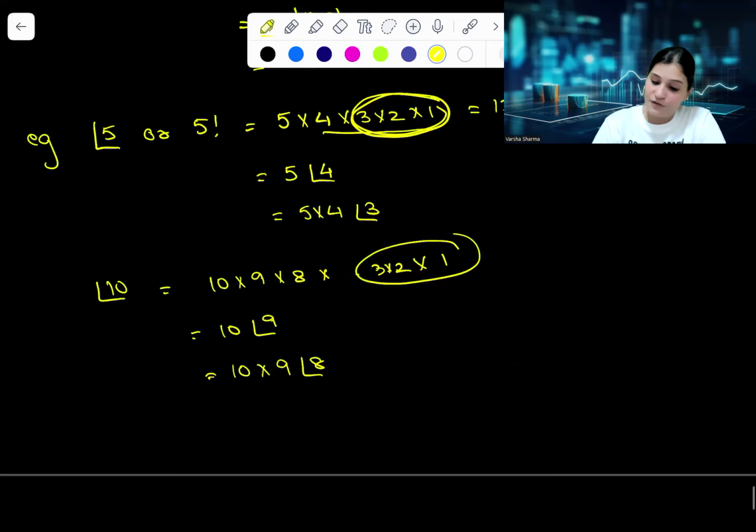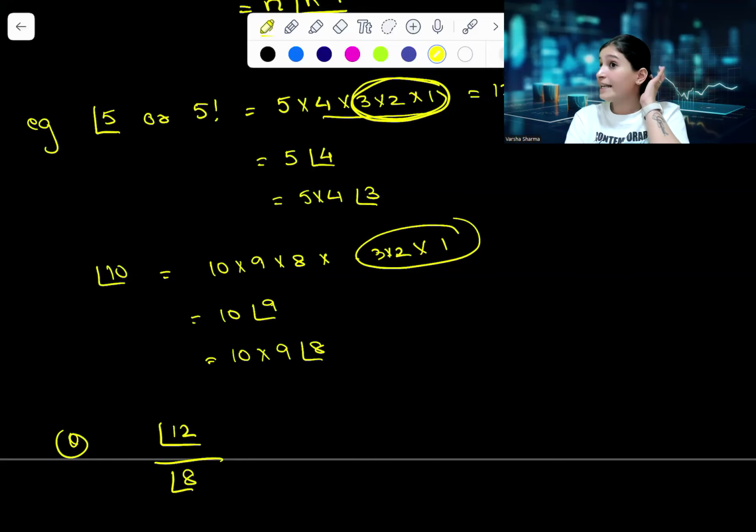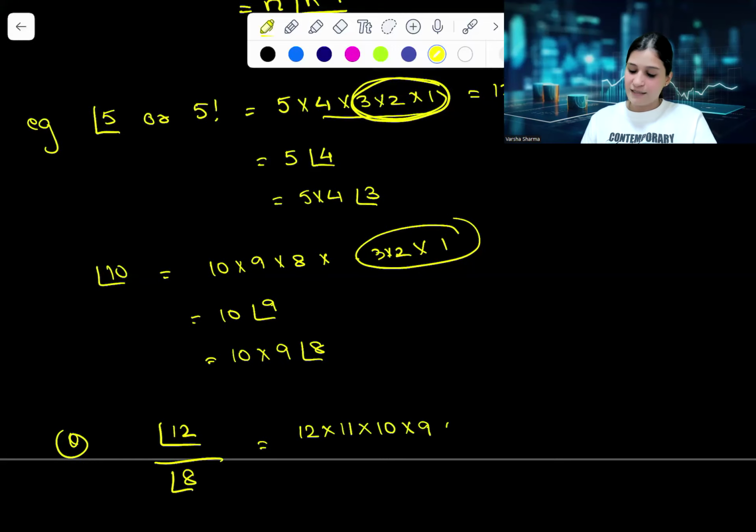Why will I want that? For example, if I have factorial 12 upon factorial 8, this is a simplification I want. So what I'll see is which is a larger factorial, 12, right? So I'll start opening 12 factorial till I get 8 factorial. In 12 factorial, the first number that will come is 12, the next number 11, the next 10, the next 9, the next 8. As soon as I can write 8 factorial, because from 8 till 1, I'll get everyone divided by 8 factorial, it gets cancelled.